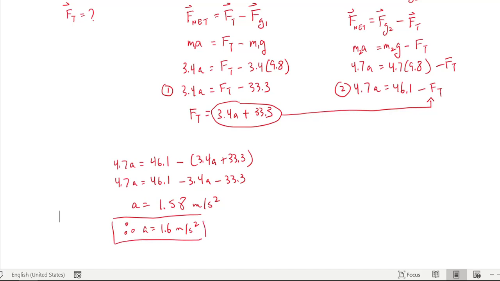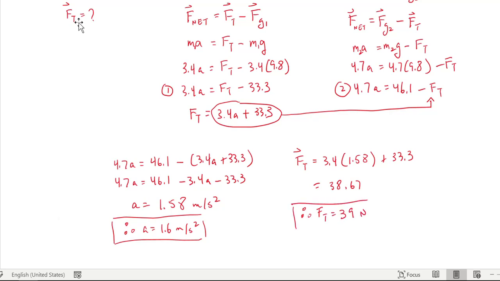Okay, so we found a. Now remember, we're also asked to find Ft. So if we look here, all I have to do is just sub it into one of the equations. So I might as well sub it into equation 1 since I've already isolated for that. So that's 3.4 times 1.58, because we need one extra significant digit, plus 33.3. And that gives me 38.67. Therefore, Ft is equal to 39 newtons.